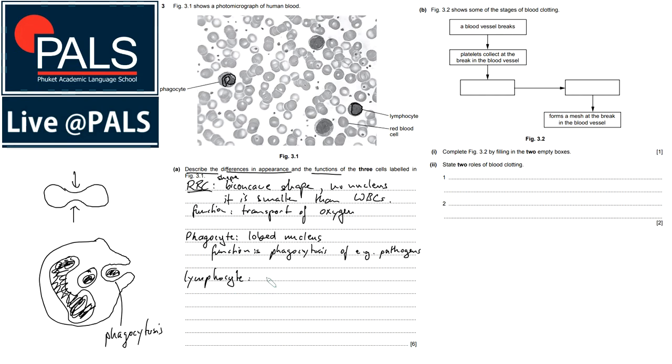Then we have a lymphocyte. Structure of the lymphocyte, there's a large round nucleus and very little cytoplasm. Its function is to produce antibodies, for example.